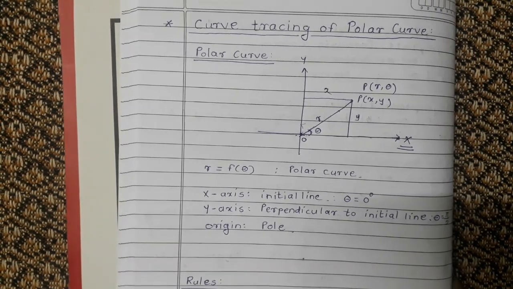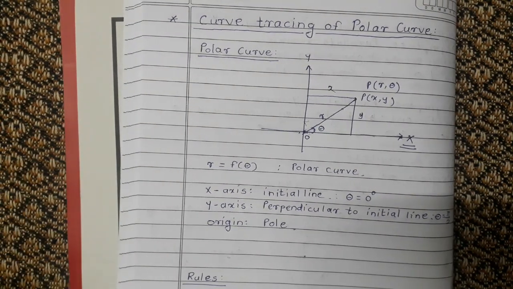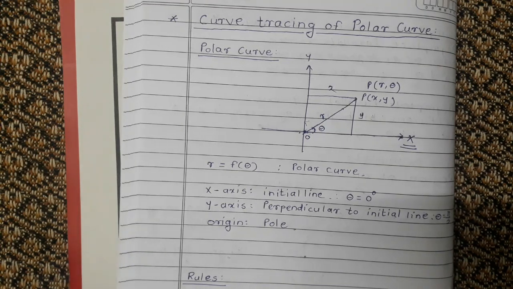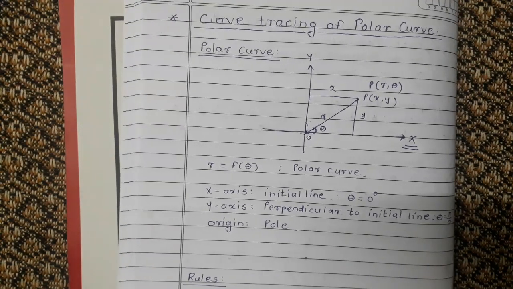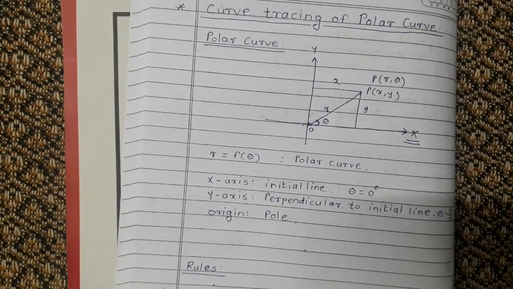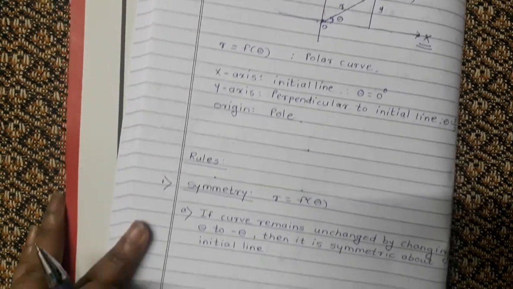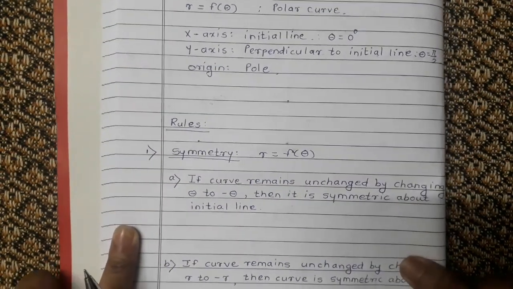Now we want to trace the polar curve. For that also, like a Cartesian curve, we have some rules, okay? We are going to relate to Cartesian curves from time to time here as well. The first rule there was symmetry. Here also the first rule to trace the curve is symmetry, right? So r is equal to f of theta; this polar curve is given to us.